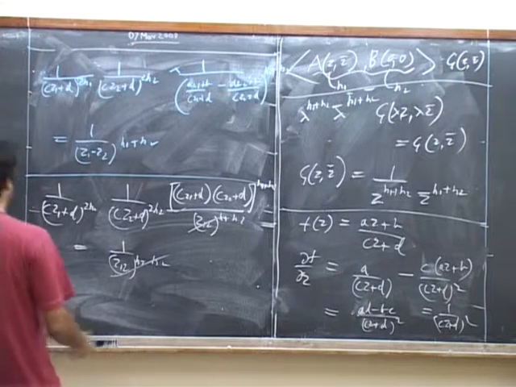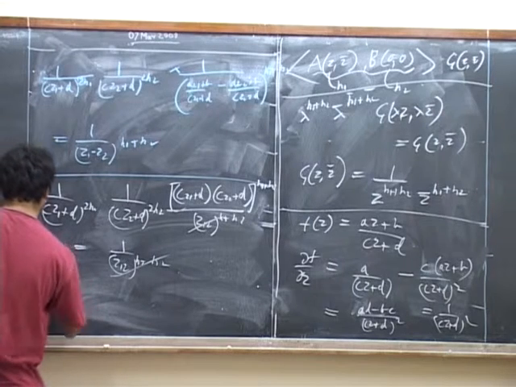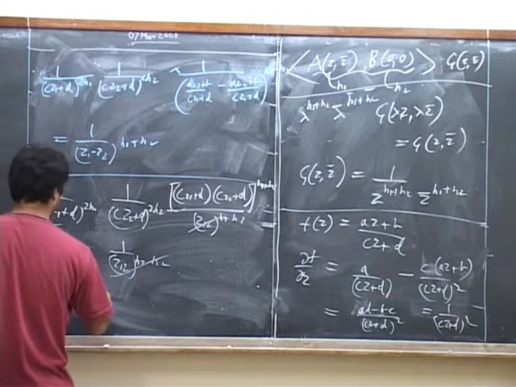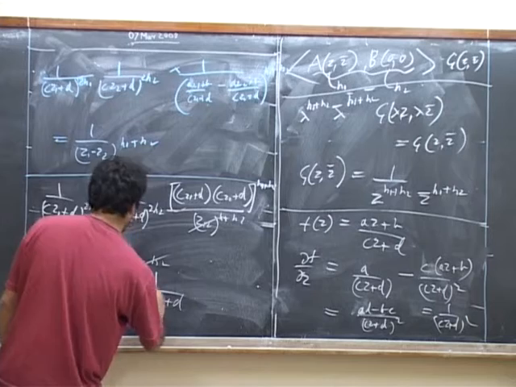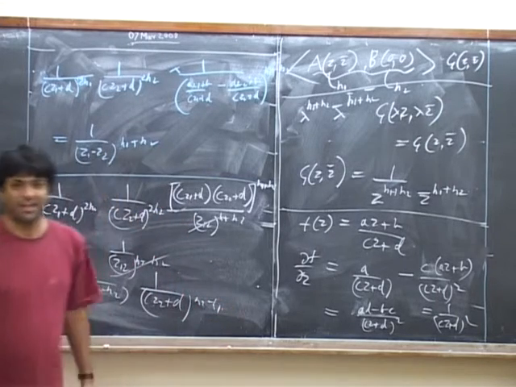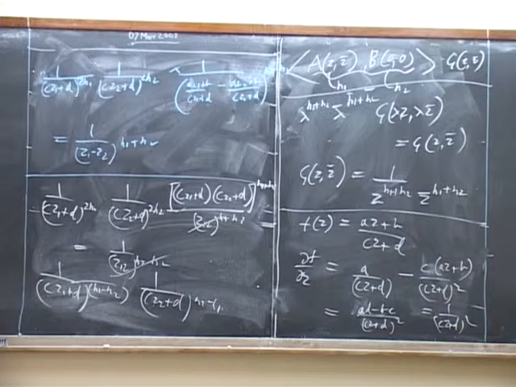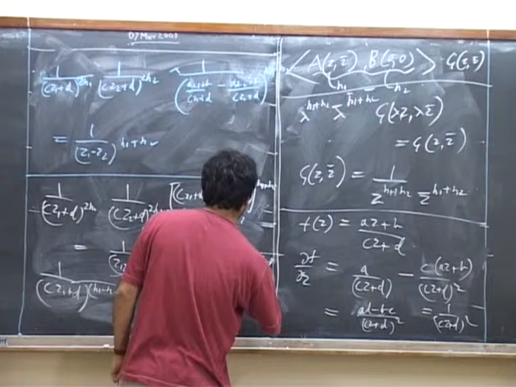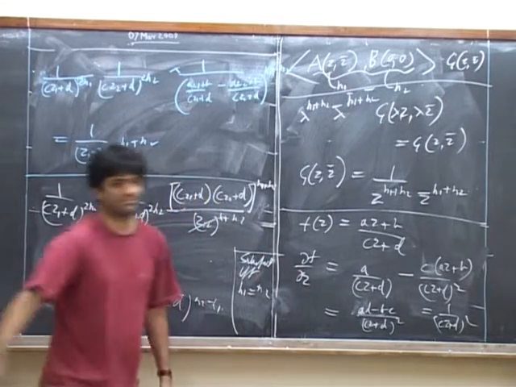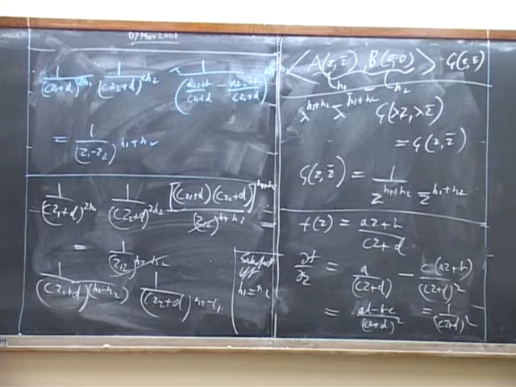Well, but what is it? It is 1 over CZ1 plus D to the power H1 minus H2, into 1 over CZ2 plus D to the power H2 minus H1. This thing is equal to 1 only if H1 is equal to H2. If and only if H1 is equal to H2. Okay? So it is satisfied if H1 is equal to H2. Is this clear?